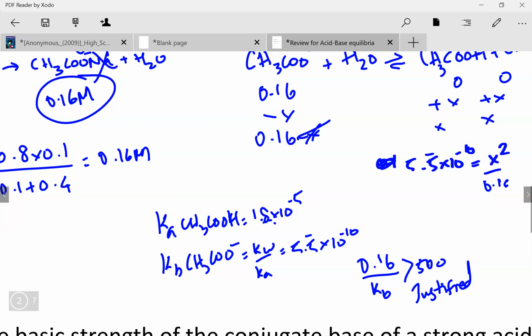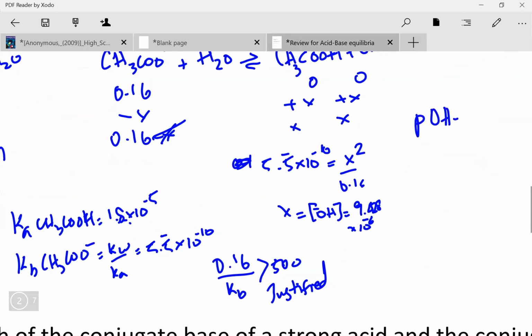So I'm going to do my Kb times 0.16, square root, and x, which is the OH minus concentration, equals 9.428 times 10 to the negative 6. Take the negative log of that answer. pOH is 5.025. pH is 14 minus pOH. So pH is 8.97. And that is my answer.